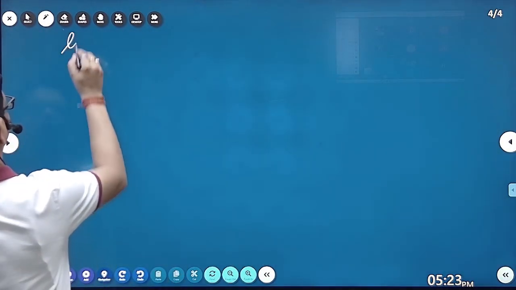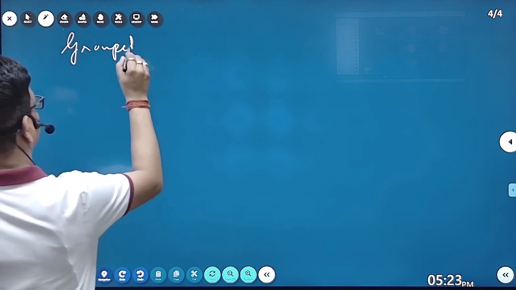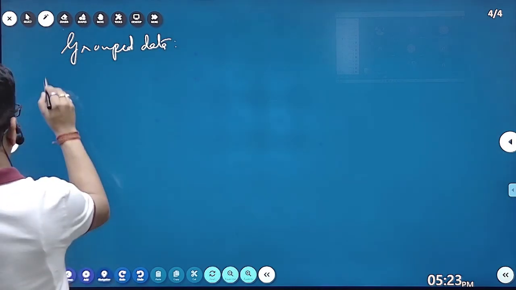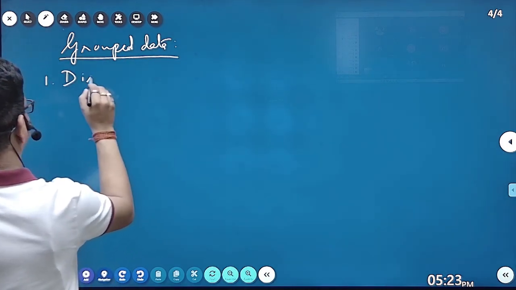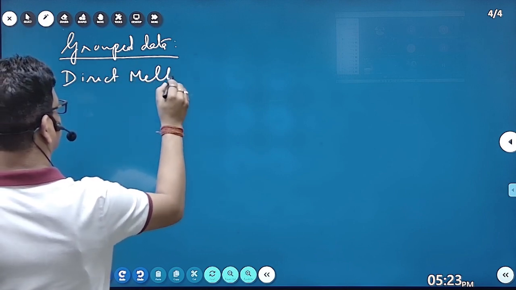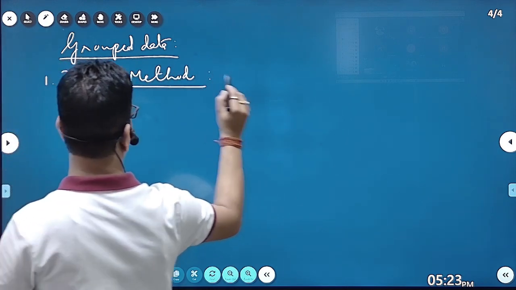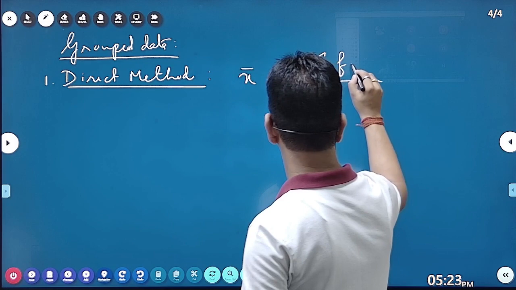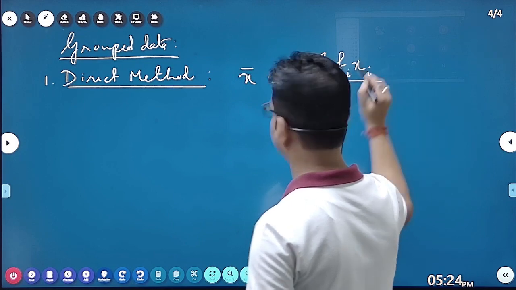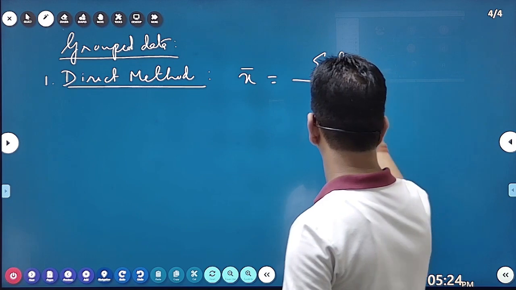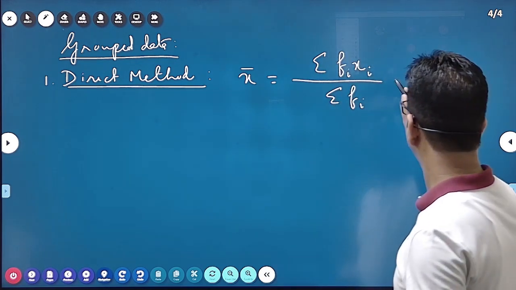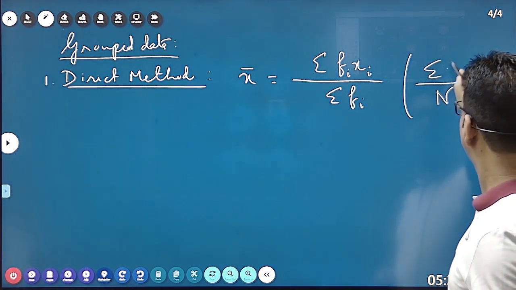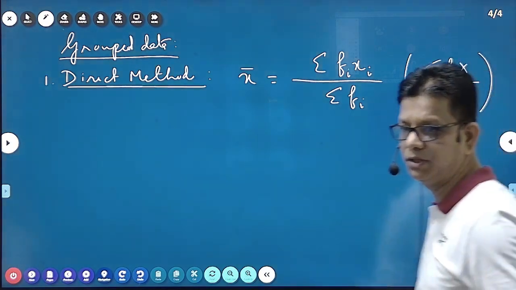For group data, here also I will summarize. For group data, number 1, direct method. So the mean is x bar, whether small x or this, doesn't matter. So it is summation of fi xi divided by summation of fi. So that means it can also be taken like this. Summation of fi means n, as all of you know, and it is written as fx. Like this also it is written, same thing only.